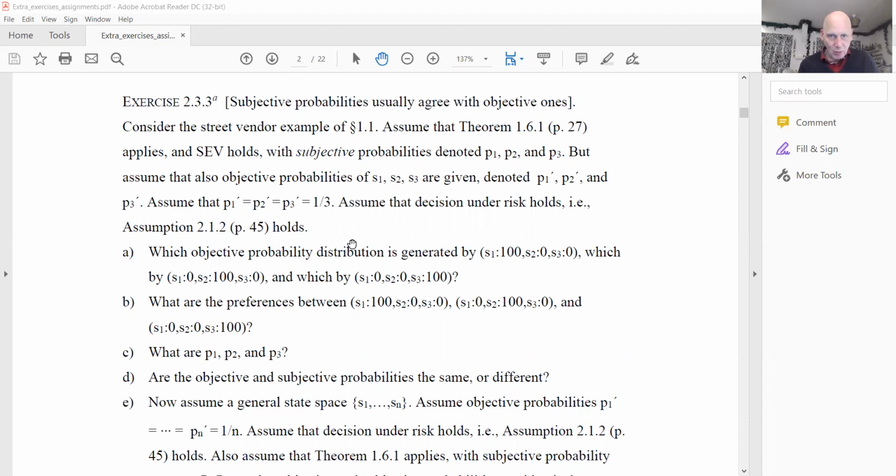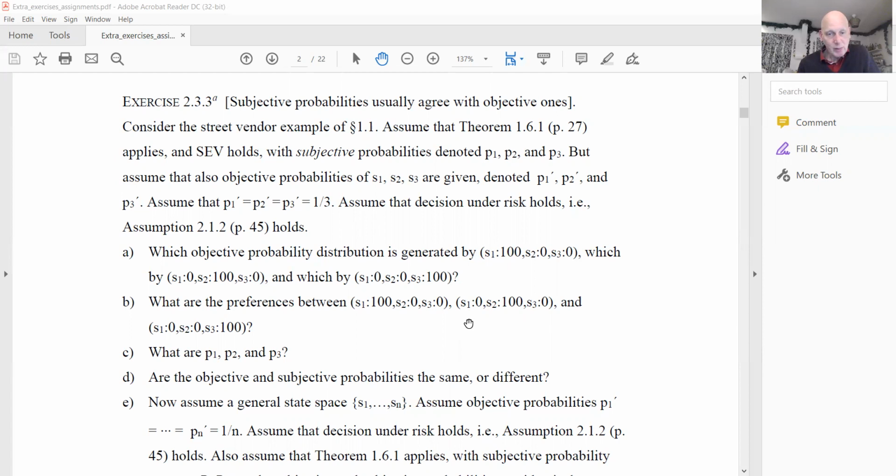This exercise shows that they must be the same in great generality. First, part A. Which objective probability distribution is generated by those three prospects? We look at the first. The objective probability of S1 is 1/3. So this gives probability distribution 1/3 for 100, 2/3 probability of 0. Second one, the objective probability of state S2 is also 1/3. This again gives probability distribution 1/3, 100, 2/3, 0. The third one, same story. 1/3 probability 100, 2/3, 0. So they all generate that same probability distribution.